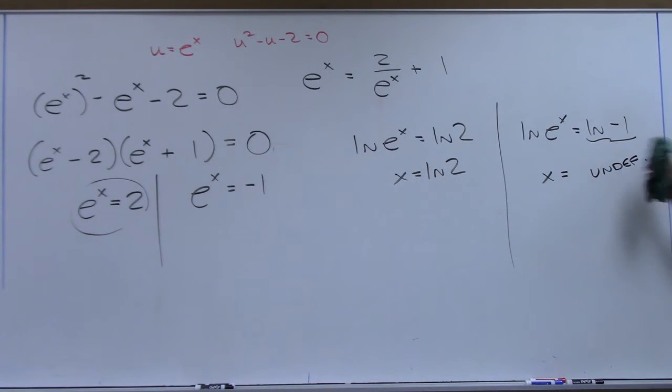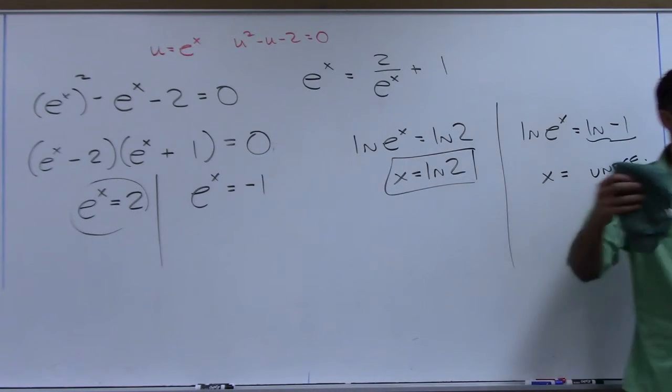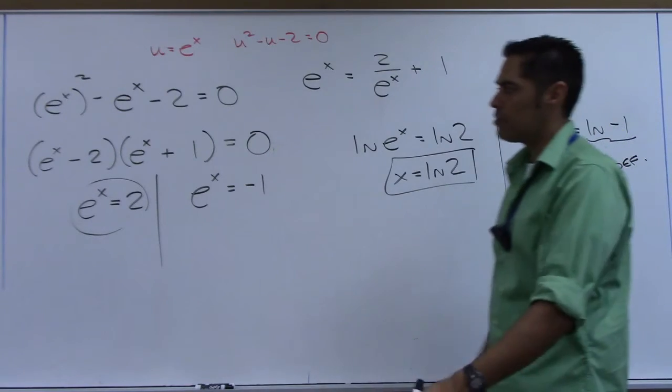Undefined. Can't put a negative in a natural log. So you only get one answer. You only get one solution. Does that match our picture? Those two only hit at one point, didn't they? So the answer is natural log 2.